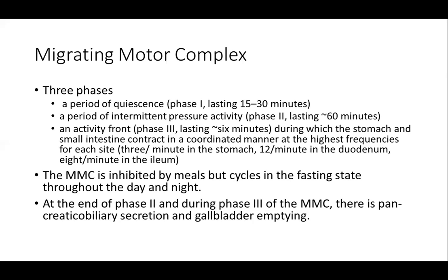We know there's 3 phases. There's quiescence, an intermittent phase, and then actually one that we're doing something in, and that's the activity front. So that's essentially where things are kind of hanging out in the first 2 phases. Phase 3 is kind of just like the clearing phase, like things have not moved through. This is, again, in the fasting state. This all happens when we're ready to start moving things through. This is just a nice power contraction through the GI tract. So it's inhibited by meals. Like I mentioned, it's only in the fasting state that this is happening.